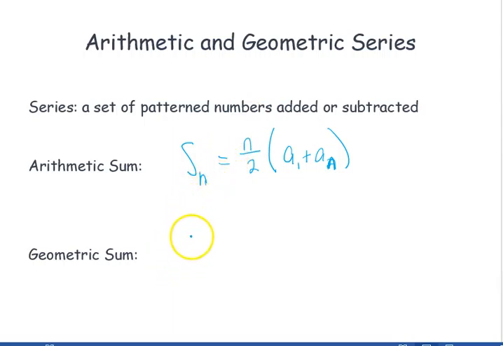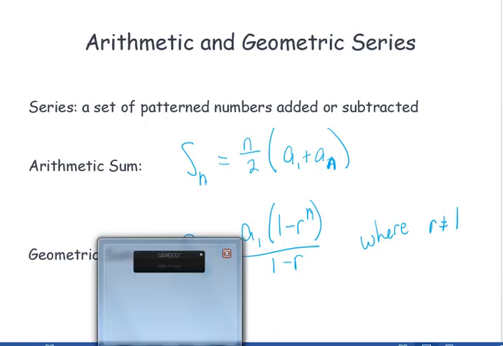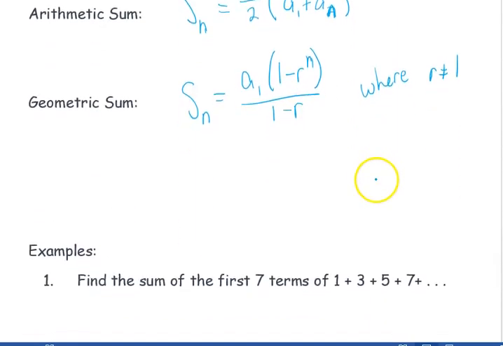For the geometric sum, the sum of however many terms we're adding is a sub 1 times (1 minus r to the n) over (1 minus r). I want to note that r is not equal to 1, because if r were 1, we'd have a very boring geometric series like 2 plus 2 plus 2 plus 2. Remember, geometric means you're multiplying to get the next term, so multiplying by 1 isn't doing anything interesting. Alright, let's move to some examples.